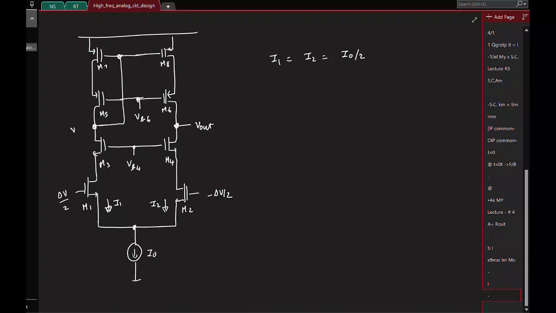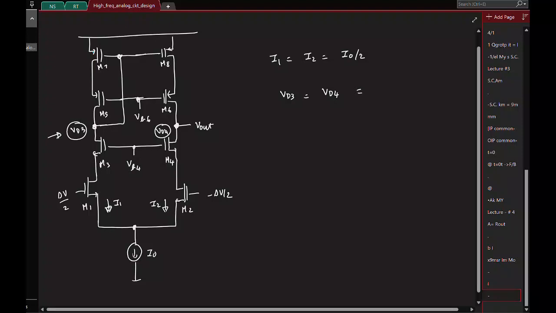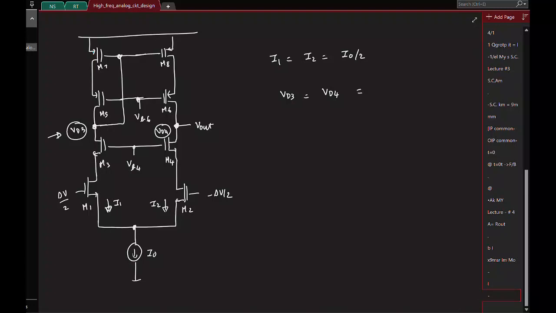Similarly, if I call the drain voltage here VD3 and the drain voltage here VD4, these two voltages will also be equal. What is this drain voltage VD3 equal to? It's basically VDD minus this gate to source drop, because this gate is what is connected here. So this is VDD minus the source to gate voltage of the transistor. Which transistor? M7 at the current I0 by 2.